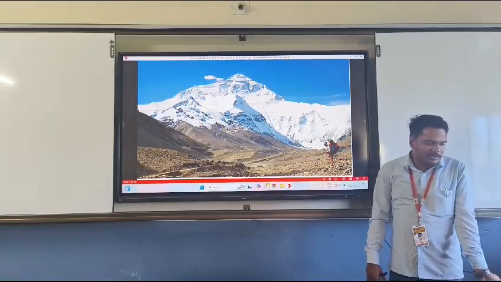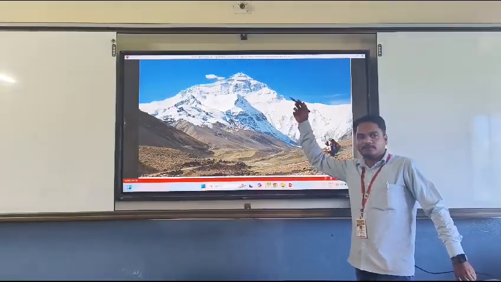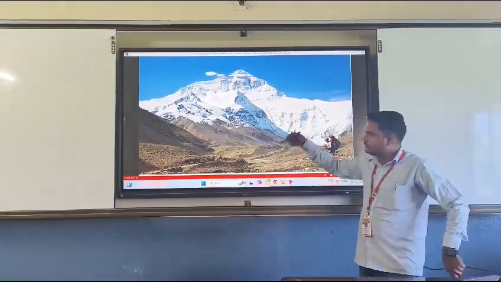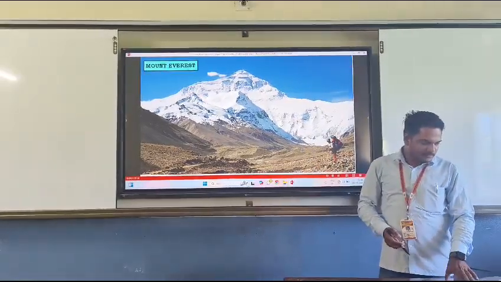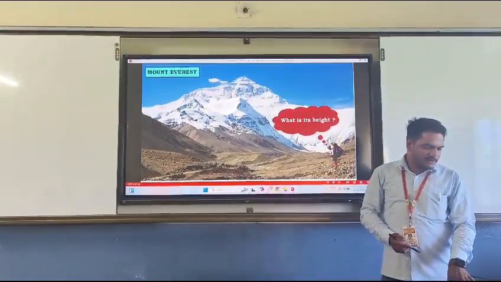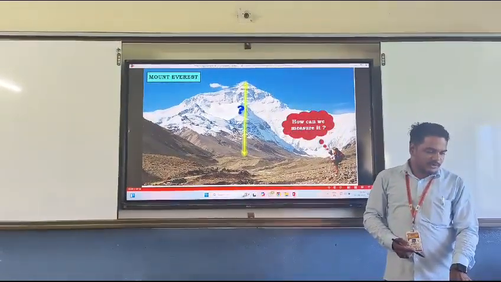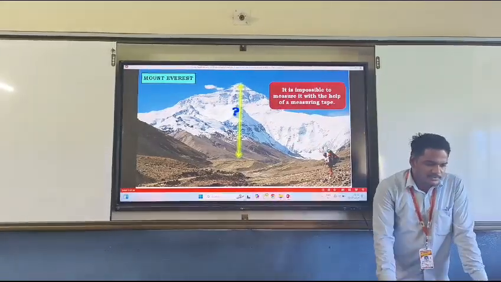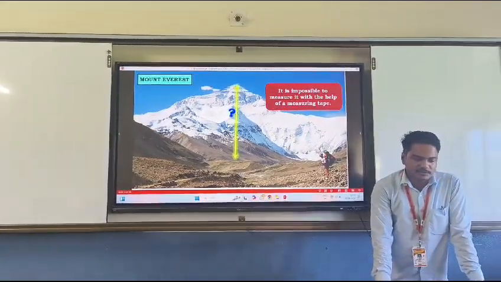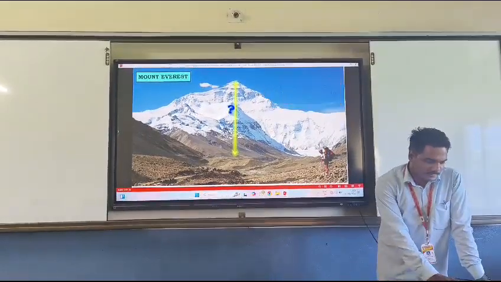But tell me one thing, how can they measure the height of Mount Everest? It is practically not possible to measure the height of Mount Everest by using a tape. So, this is Mount Everest, and what is its height? How can you measure it? It is impossible to measure it with the help of a measuring tape.